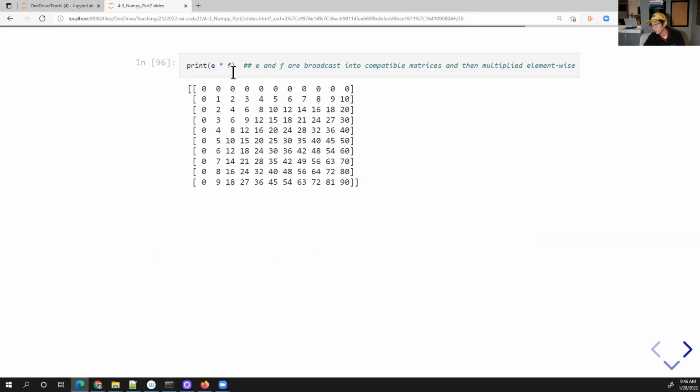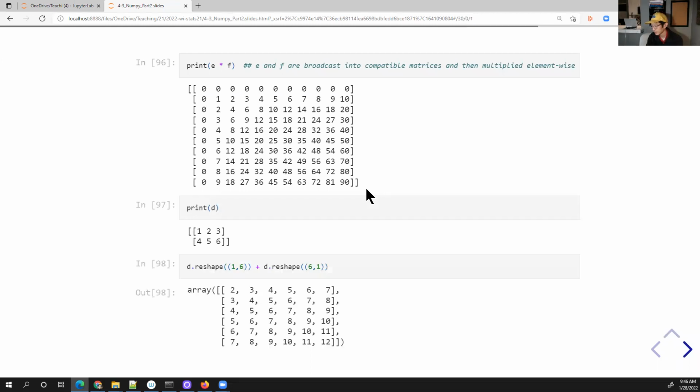And similarly, if you do star, it will do the multiplication. It broadcasts them, and it does element-wise multiplication. And here we've created basically your times table from, you know, 3rd grade that we had to create.